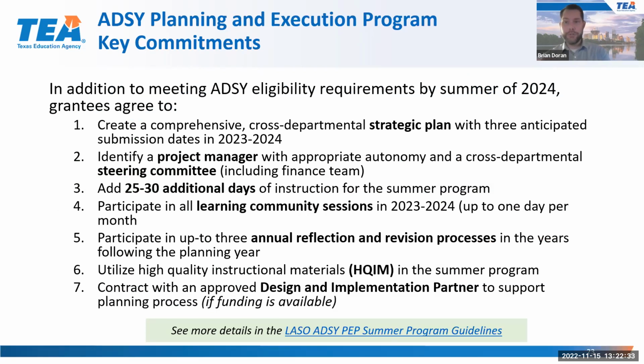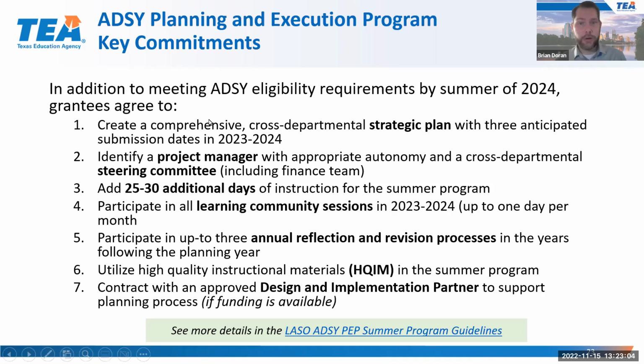So jumping back to the actual grant itself, some of the more specifics. In the grant, you would be agreeing to several different components, and I encourage you to take a look at the specific program guidelines on the LASO webpage. But we called out several here just to highlight them. First is the creation of a comprehensive cross-departmental strategic plan with 3 anticipated submission dates in 23-24.